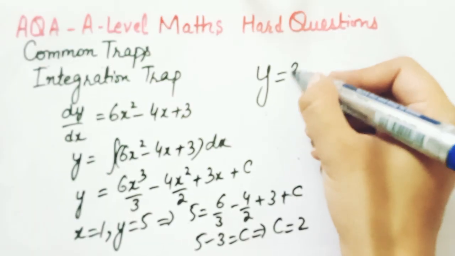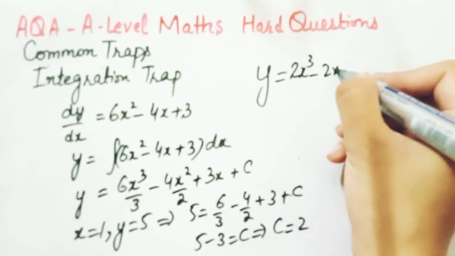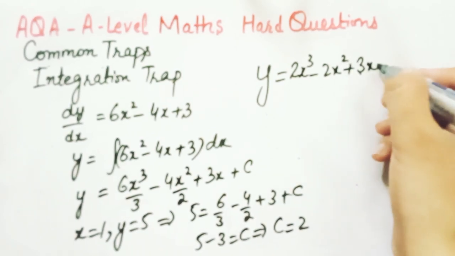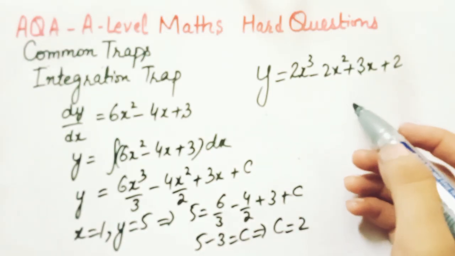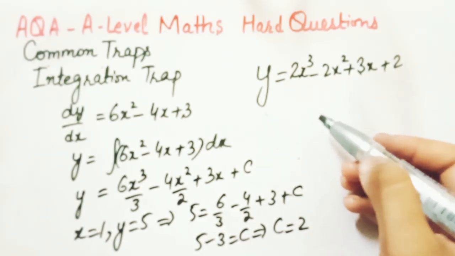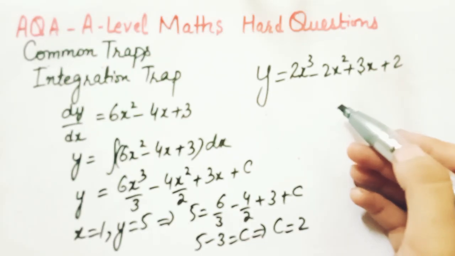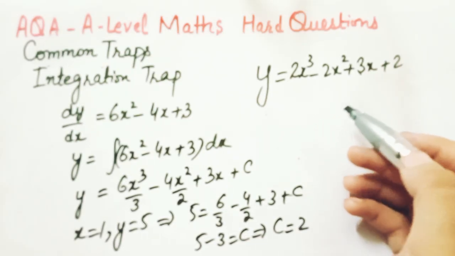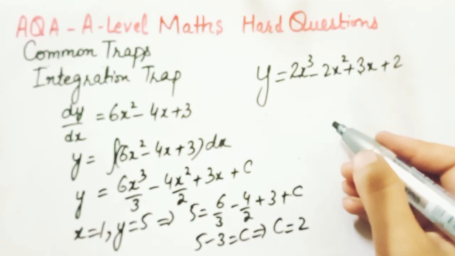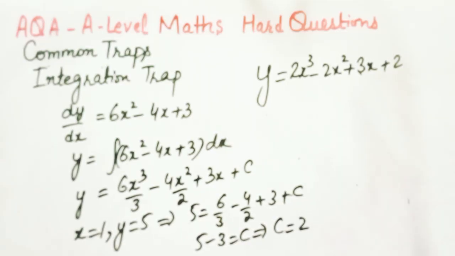We get y equals 2x cubed minus 2x squared plus 3x, and in place of c we write its value, that is 2. The big trap here is either forgetting to write c, or finding c by mistake, or an arithmetic error when substituting the given point. And here is an exam habit worth developing. Whenever a question gives you a point on a curve, immediately think, I'm probably going to need this to find the constant. So this is the way to solve the question.